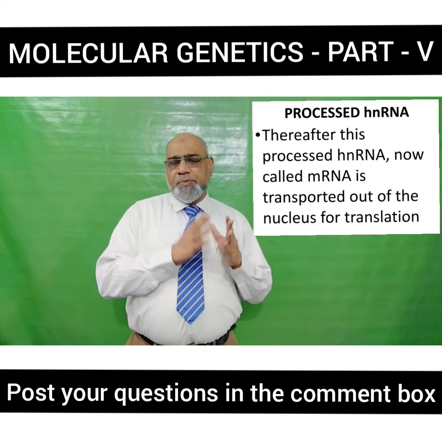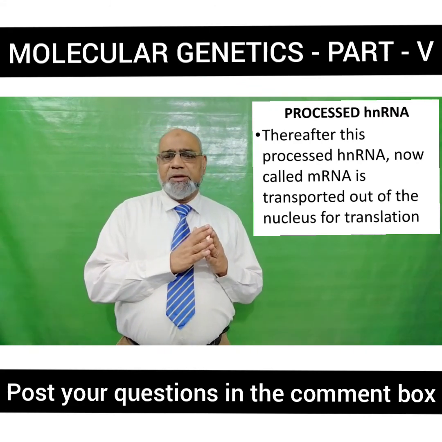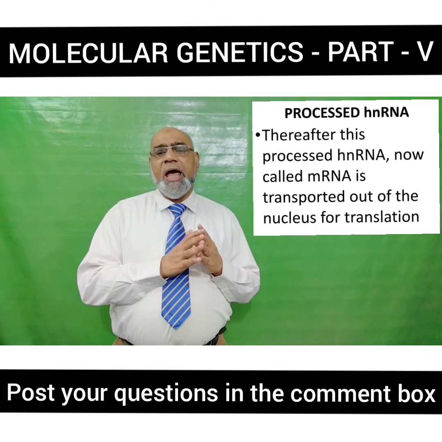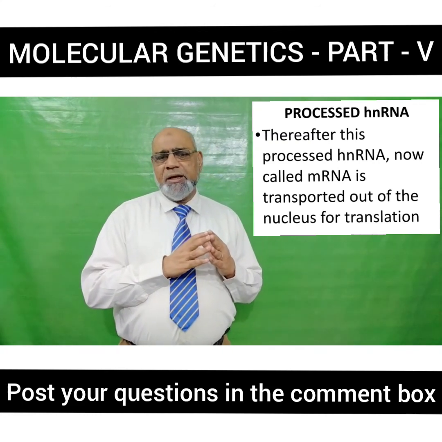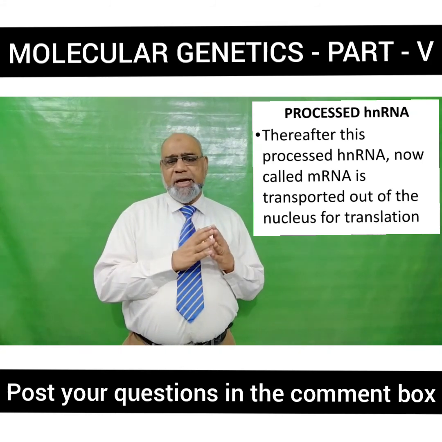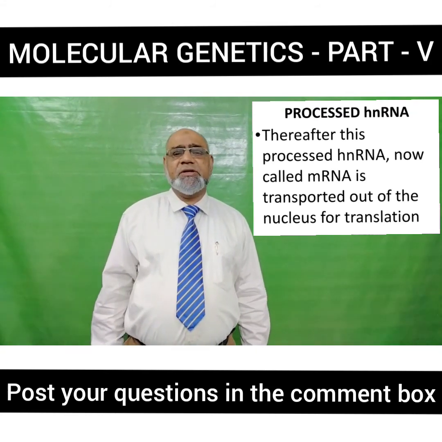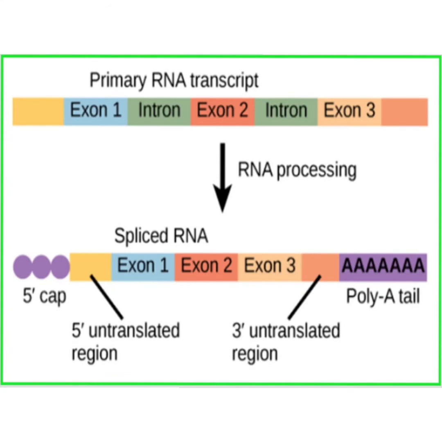Thereafter, the processed HnRNA with removed introns and with 5' capping and 3' tailing is called messenger RNA and is transported out of the nucleus for translation. A mature messenger RNA will contain only exons. On either side, at the 5' end, an untranslated region is present. At the 3' end there is also an untranslated region. At the 5' end a cap is present, and at the 3' end there is a poly A tail.